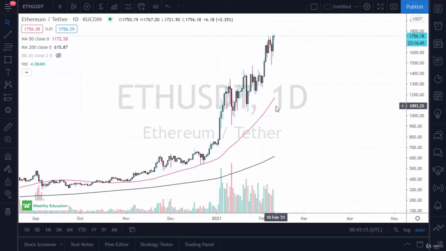We are extended. There will be a pullback. It's inevitable. But at that pullback, you need to be thinking, has something changed in the markets? Are we going to start selling off cryptocurrency, or are we simply taking a break? As long as we stay above the 50-day EMA, a lot of traders won't short anyways. They don't really care what's going on. That's something to keep in mind as well.